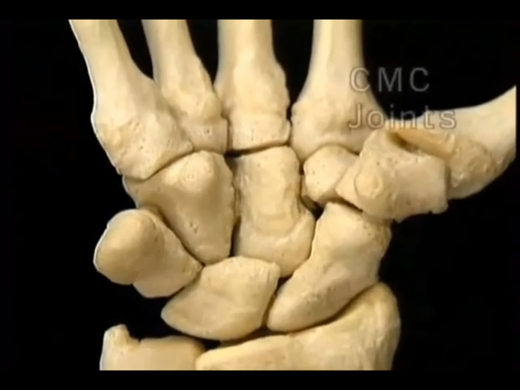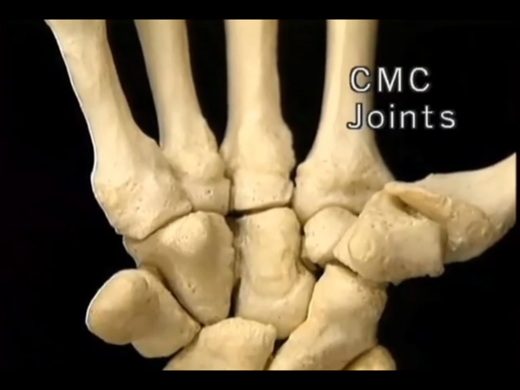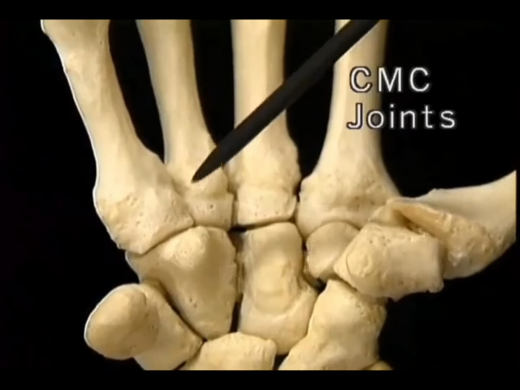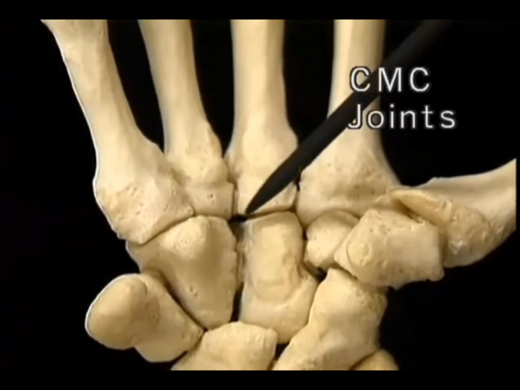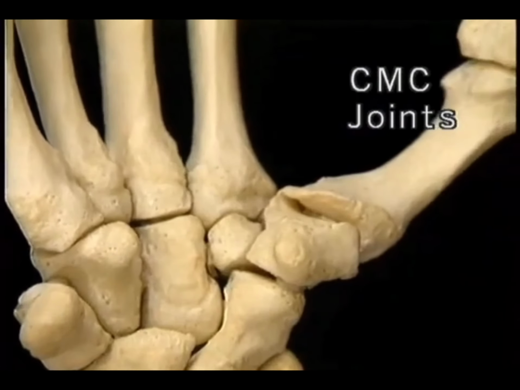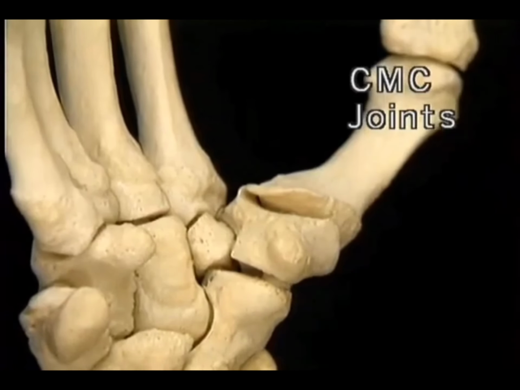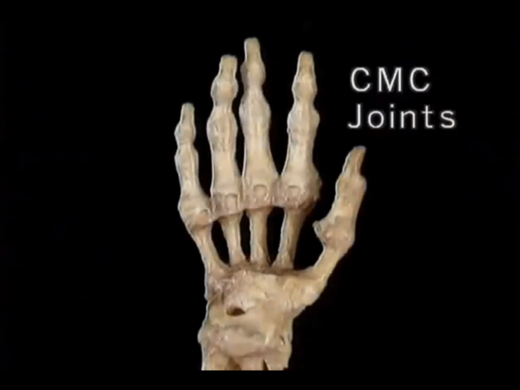Now let's move on to look at the metacarpals of the 4 fingers and at their CMC joints. Here are the carpo-metacarpal joints. The bases of the 4 finger metacarpals, tightly packed together, articulate here with the distal row of carpal bones. The base of the first metacarpal, the one for the thumb, articulates separately here with the trapezium.